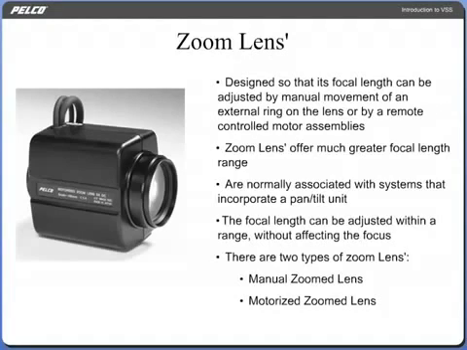Zoom lenses are normally associated with systems that incorporate a pan and/or tilt unit, offering wider flexibility to the VSS operator. The focal length can be adjusted within a range, for example, 6 to 48 millimeters, without affecting the focus. There are two types of zoom lenses: manual zoomed lens, motorized zoomed lens.